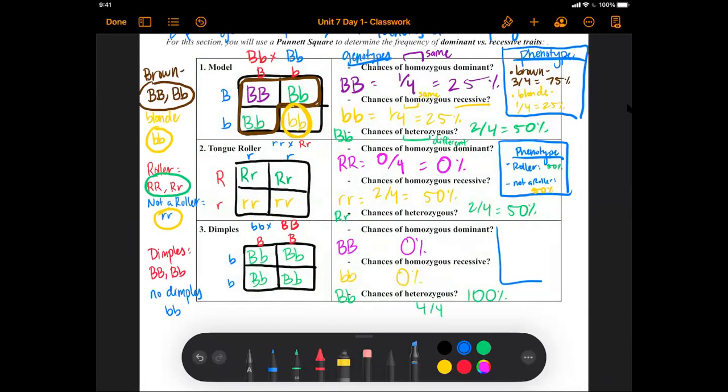So then what does that mean for our phenotypes? What percentage of the kids will have dimples? 100%. And what percentage of the kids will not have dimples? 0%. All right.